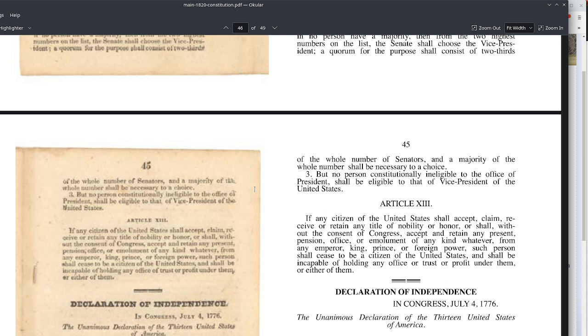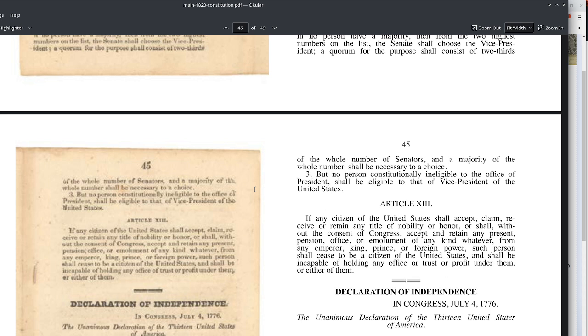It says, Article 13: if any citizen of the United States shall accept, claim, receive, or retain any title of nobility or honor, or shall, without the consent of Congress, accept and retain any present, pension, office, or emolument of any kind whatsoever from any emperor, king, prince, or foreign power, such person shall cease to be a citizen of the United States, and shall be incapable of holding any office or trust or profit under them, or either of them.